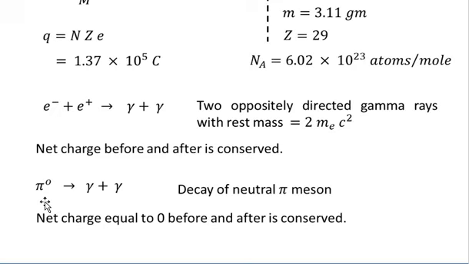Now let's consider the reaction of the pi 0 meson, the meson with zero charge. No charge is present on the meson, so it is called the neutral pi meson. It can decay into two gamma rays, gamma plus gamma. So the charge on the left is 0. The charge on the right is also 0. So decay of neutral pi mesons will result in two neutral gamma rays. Again, the net charge is equal to 0 before and after, that is, the charge in this reaction is also conserved.